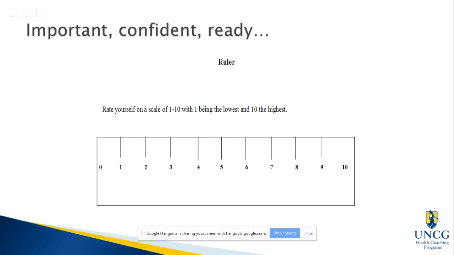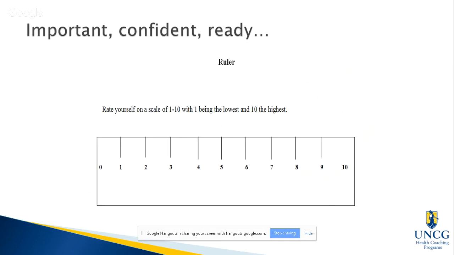This is the ruler tool, which can be found on page 60 of your manual. The ruler tool can be used to help facilitate the action planning process. It's important to explore importance, confidence, and readiness as they relate to the client's action plan or goal for that week.